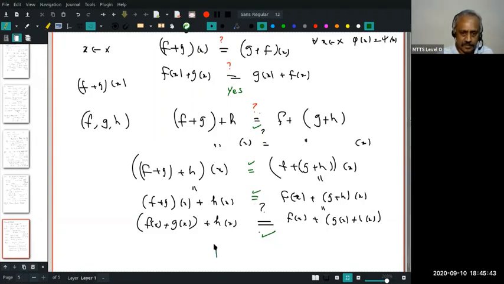Okay. Please pause, review, proceed. Because this is one thing, beginning students will have difficulty because of the notation. So the best way to master the notation is to go through it again.